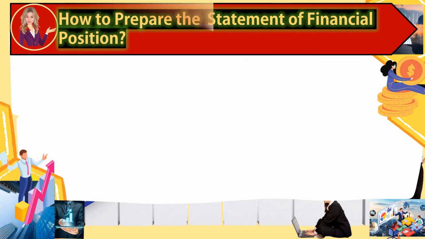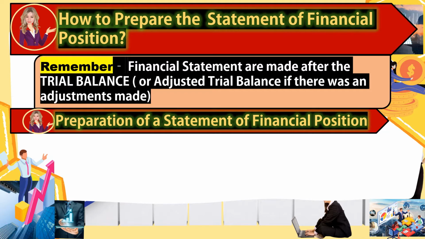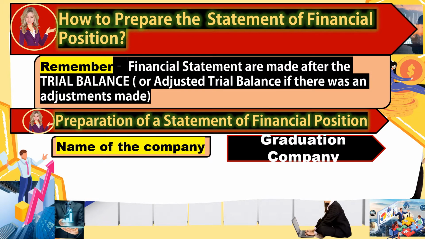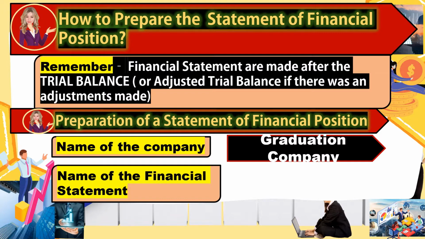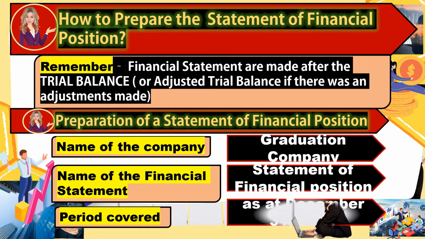How to prepare the statement of financial position? Remember, financial statements are made after the trial balance or adjusted trial balance if there was an adjustment made. Preparation of a statement of financial position. You have to write first the name of the company, which is Graduation Company, the name of the financial statement, the statement of financial position, then the period covered as at December 31, 20X1.